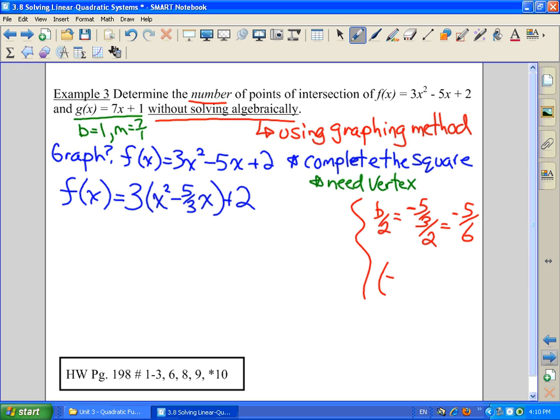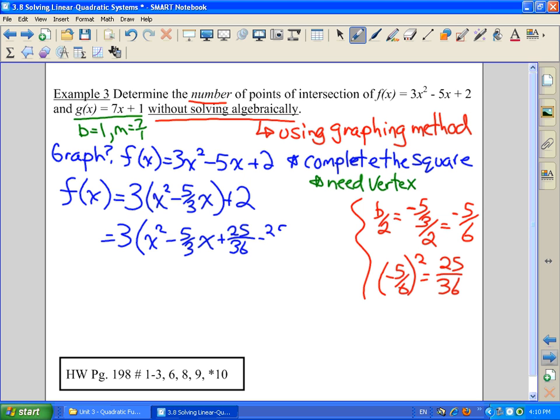Okay, then don't forget we need to take that value and square it. So we end up with 25 over 36. That's the number we're going to add and subtract inside our brackets. So we add that in now. It's going to be plus 25 over 36, subtract 25 over 36 and plus 2. Just remember, folks, that we use the first 3 to complete the square, so let's do that.